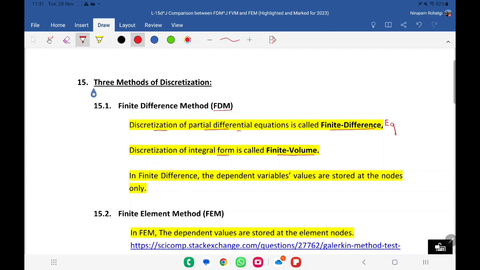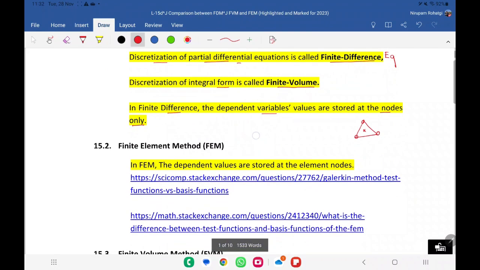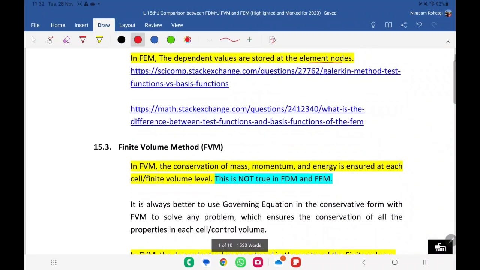Okay. In finite difference, dependent variable values are stored at nodes only. So nodes, you understand, if you have this, these are the nodes, and this is the centroid. Okay. Now in the finite element method, the dependent values are stored at element nodes. So when we talk about the finite element method, again the values are stored at the nodes only. This is what I just told you. These are some links, you can read more about them. Okay, and mostly I will be covering whatever is there here. These are just for reference if you want to.